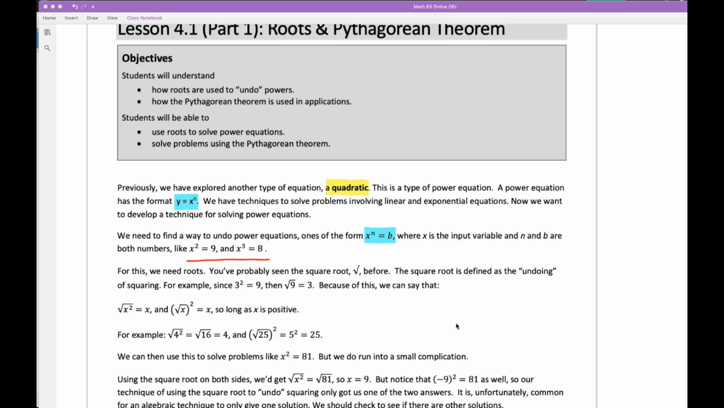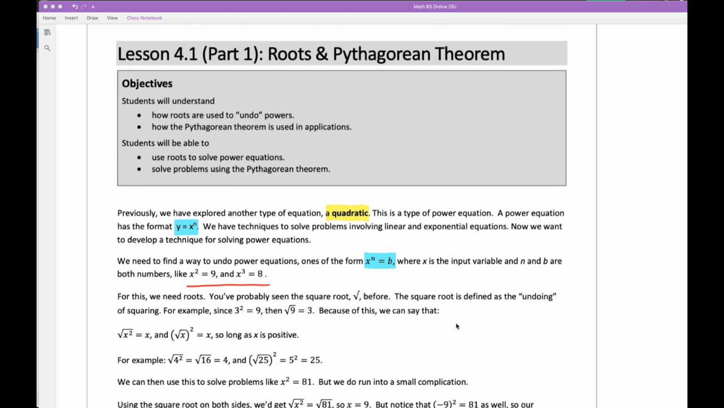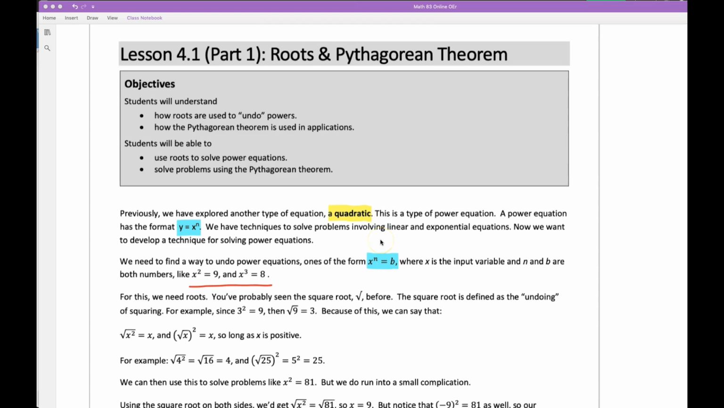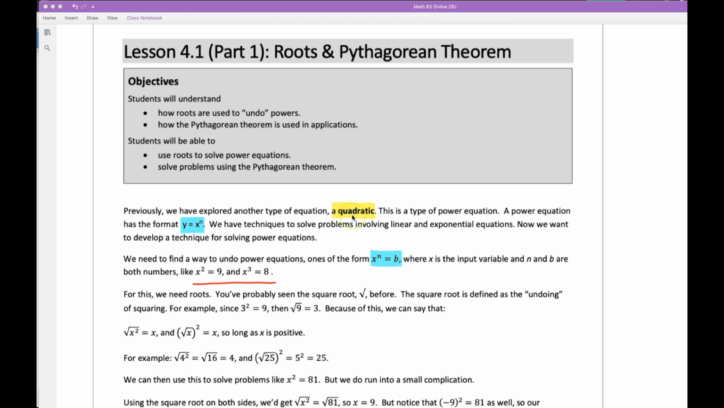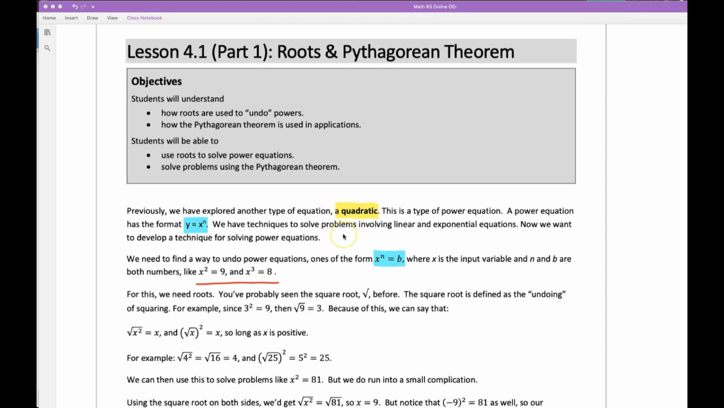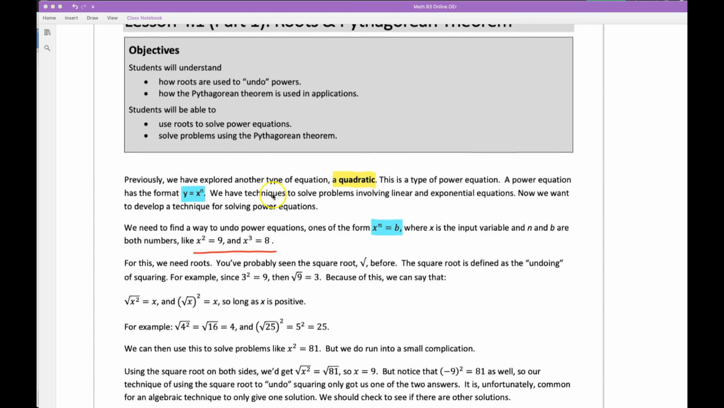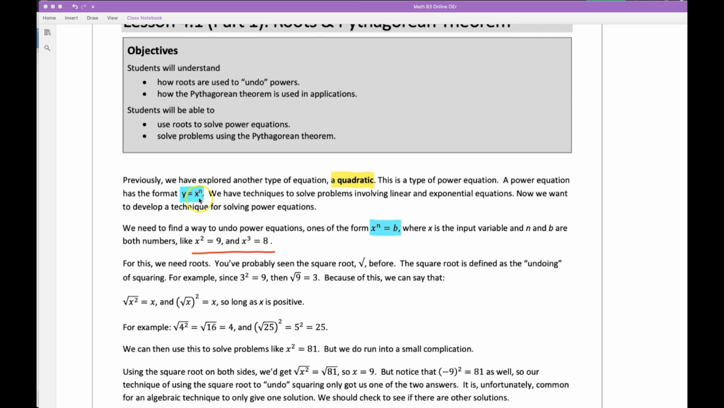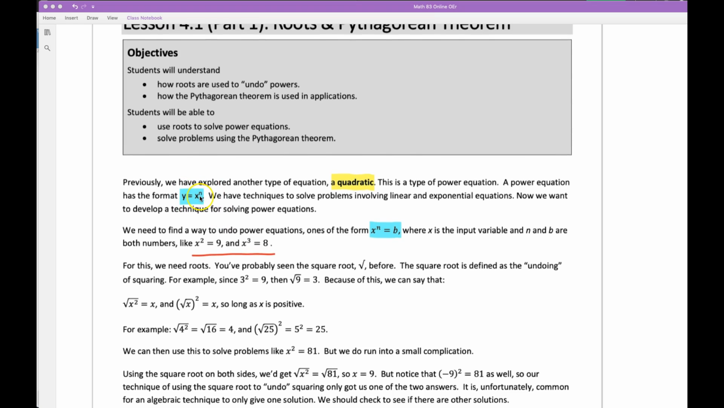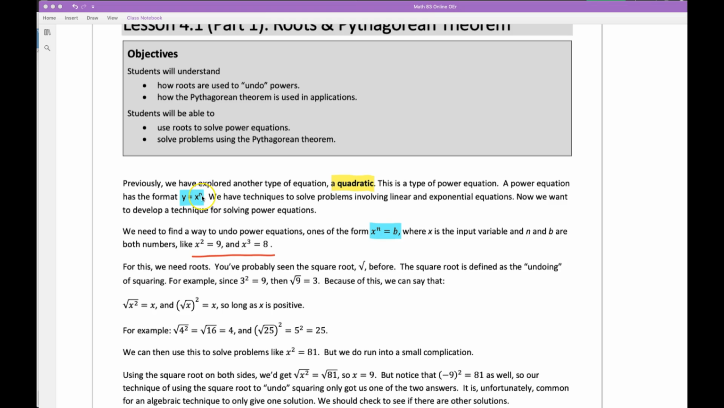We're going to go ahead and look at lesson 4.1. We start with the roots in Pythagorean theorem. Roots are a way we use to solve equations like quadratic equations. And so now what we're going to progress ourselves to is something called the power equation, which looks like this here. Y equals x to the power of some number other than 1.